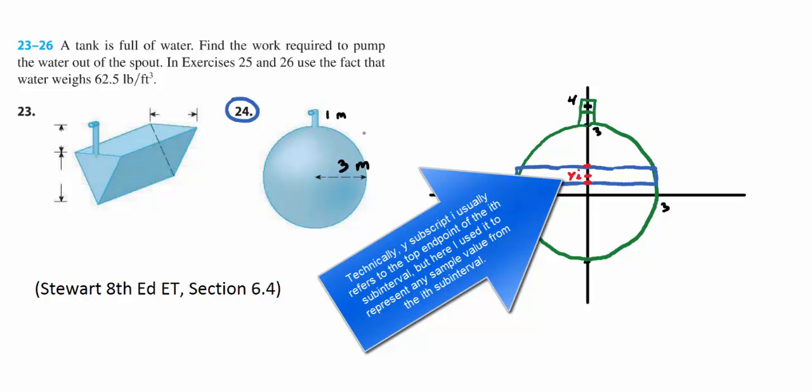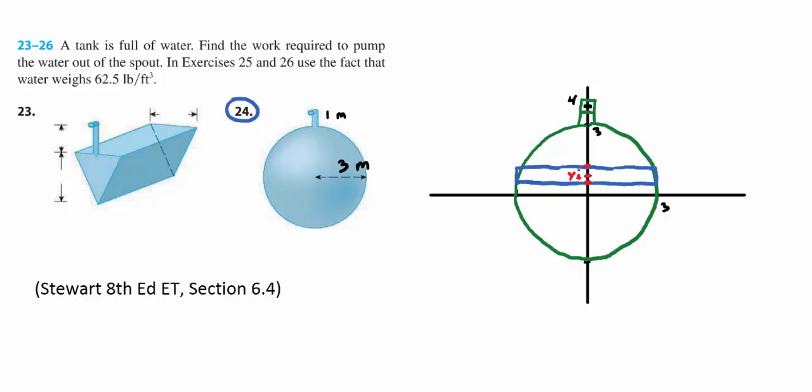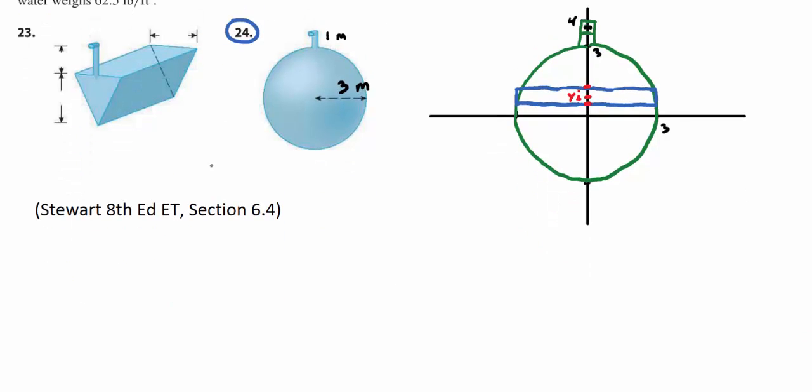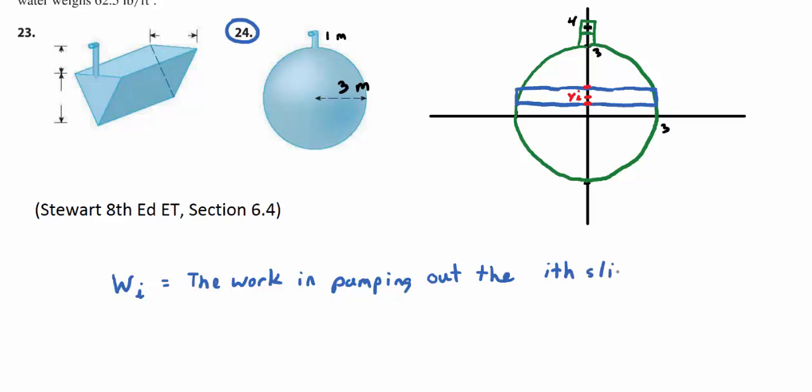Okay, so the idea then is to find W sub i, which I'm going to write out in English so it's clear. It's the work in pumping out the ith slice of water. In this case, these slices are cylindrical in nature, but they're not all the same size. It depends on their height as to what size they are, because they have to fit inside the sphere, right?